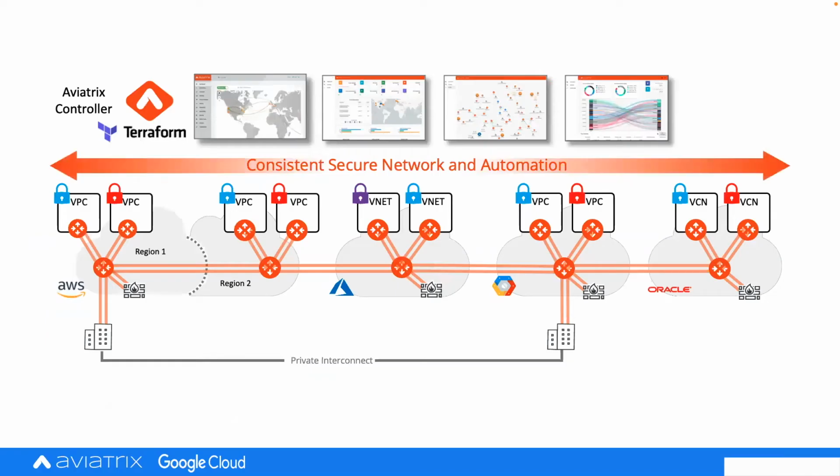Now if you look at the architecture, what we are doing here is creating this hub and spoke architecture in single cloud or multiple clouds in order to provide this consistent and secure networking and automation. When you are operating in one single cloud, obviously you will be using the native constructs, but oftentimes you need some enterprise advanced capabilities that are provided by the Aviatrix platform.